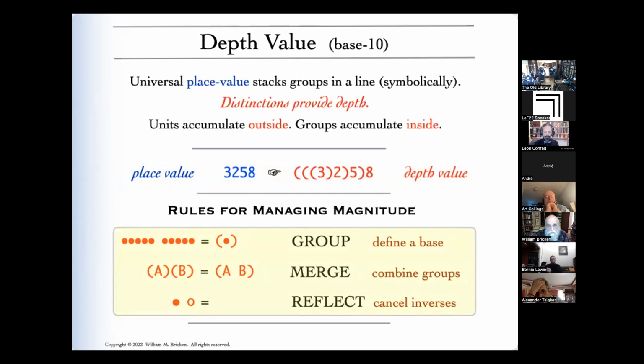Then we need to put these groups together to merge them. And we also need to be able to cancel out tallies that are heading in opposite directions, what we call the positive and negative numbers. So the reflect rule collapses opposite pairs out of existence.